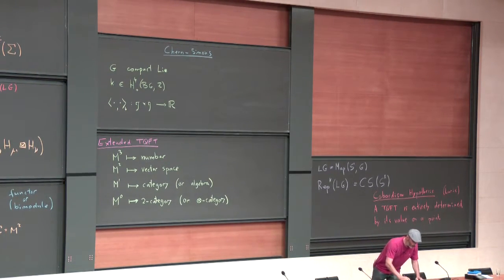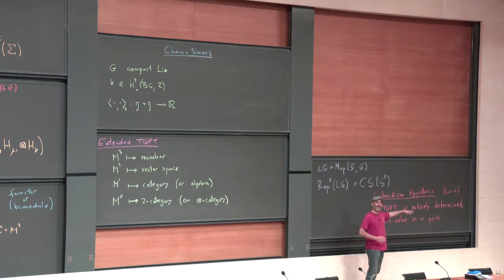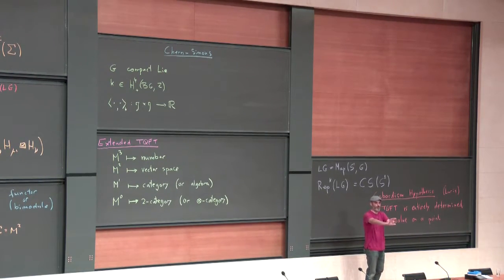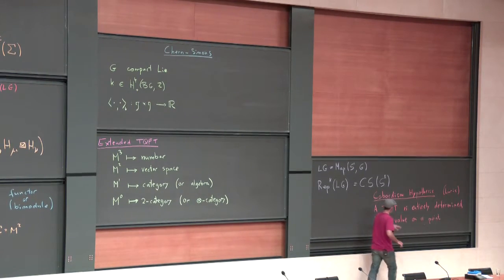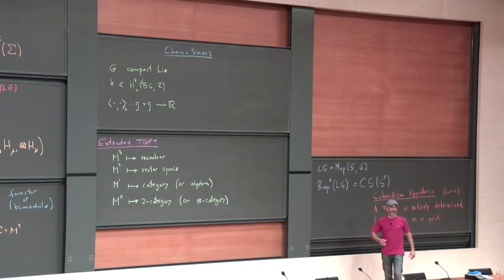Yeah, so you need a hypothesis. I didn't say that any possible value on a point is going to produce a TQFT. I said it's determined by its value on a point. It so happens that some values on points are not allowed. So yes, the things that are allowed are the ones that are fully dualizable, as you're correctly saying.